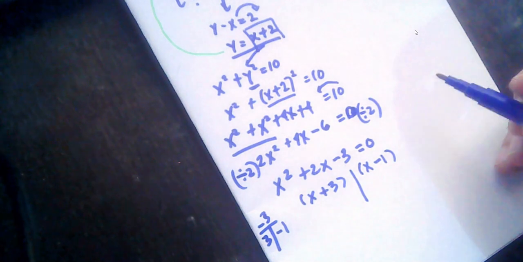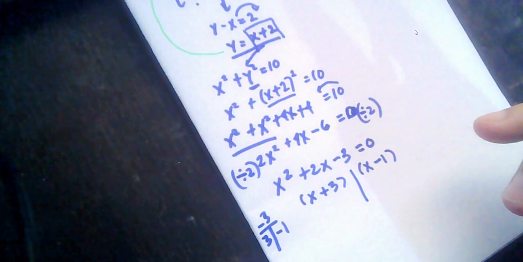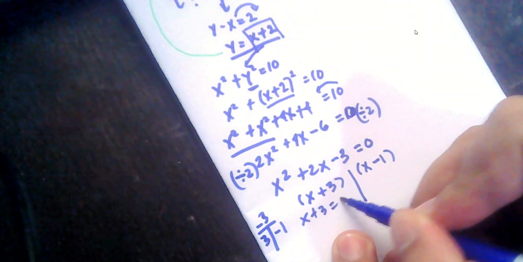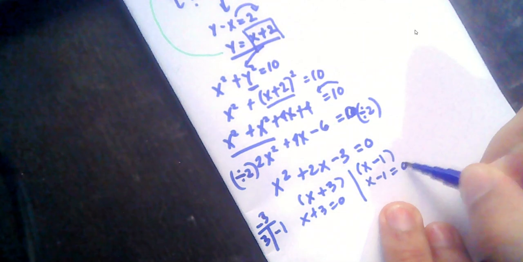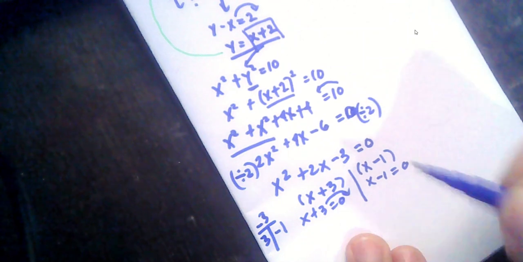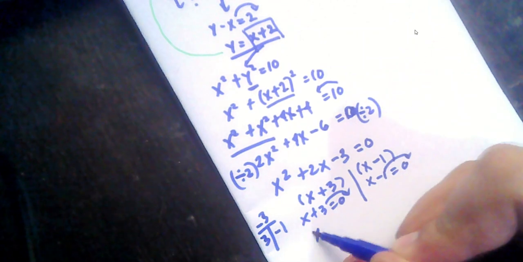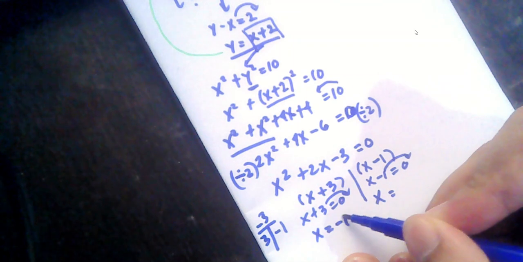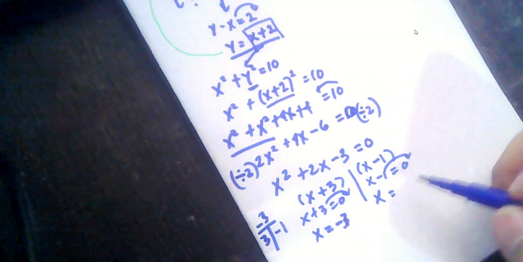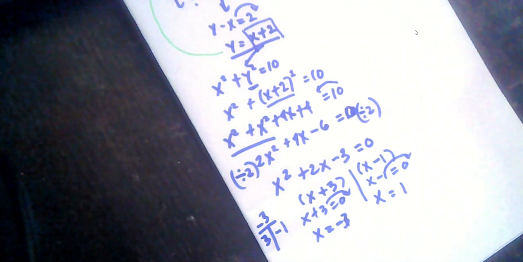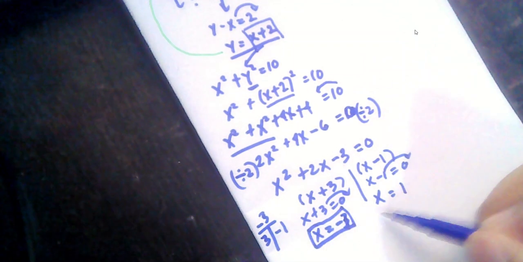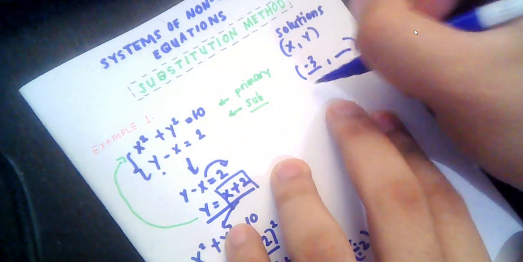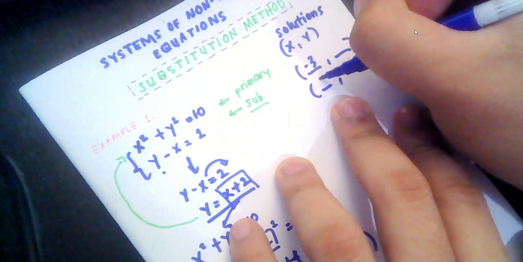So as you can see, we have 2 x's. To find the x, just set each factor equal to 0. x plus 3 equals 0, x minus 1 equals 0. So you transpose here, and transpose also the other one. That is now x equal to negative 3 and x is equal to positive 1. We now have the values of x. There are two values of x: negative 3 and the other one is positive 1.